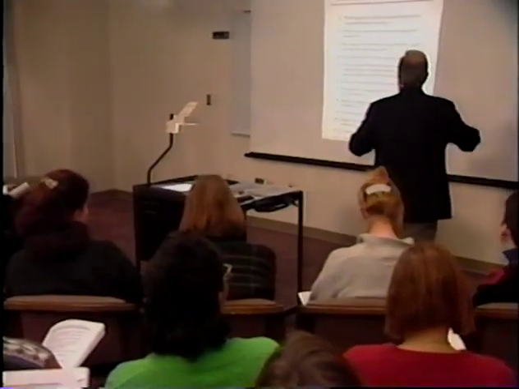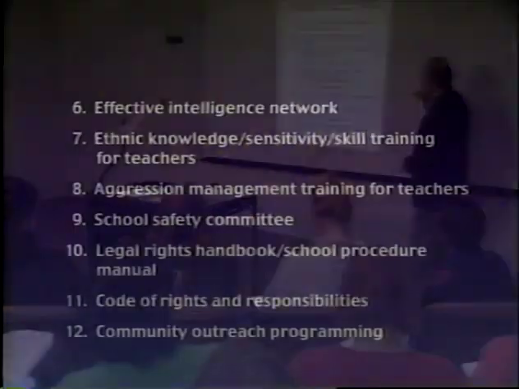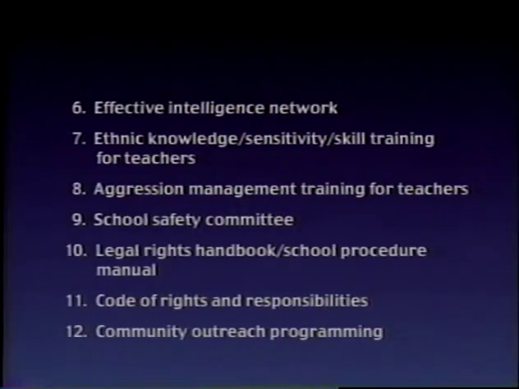The other thing I like to point to is effective intelligence network, not meaning a spy system, but meaning a communication system where people know what's going on because they talk to each other. In too many American schools and institutions in this era of shared decision-making, it plays out with the boss making the decision and sharing it with everybody. That's not shared decision-making. Shared decision-making means communication up the ladder, not just down the ladder. So that's another one I like to point to.